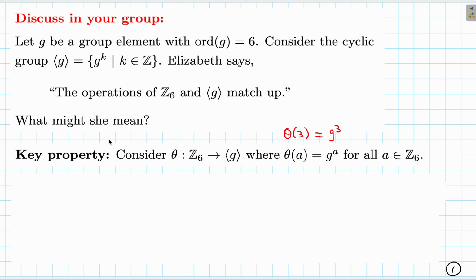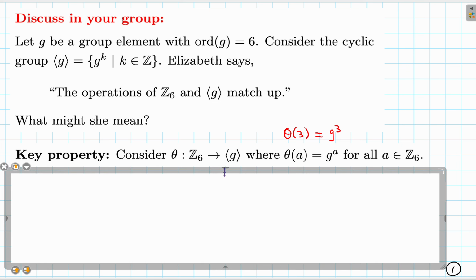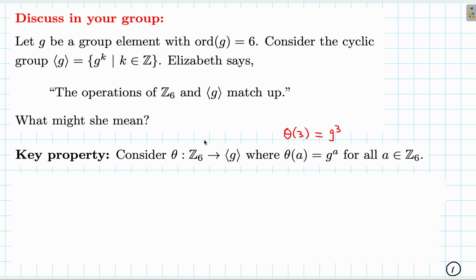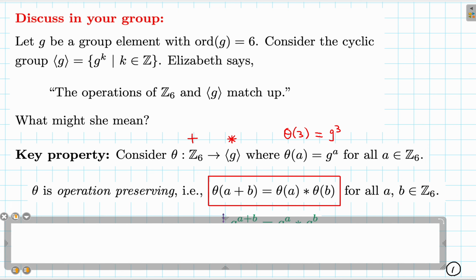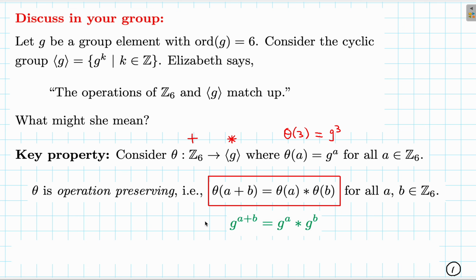And then we saw that in terms of the operation of these two groups, recall that Z6 is a group under addition and ⟨g⟩ is a group under multiplication. So those are the two operations of these groups. We saw that theta preserves the operations. And what we mean by that is theta of a plus b equals theta of a times theta of b for all a, b in Z6.